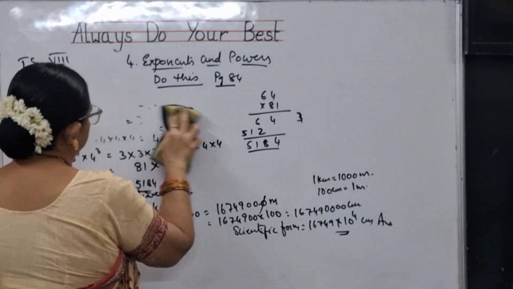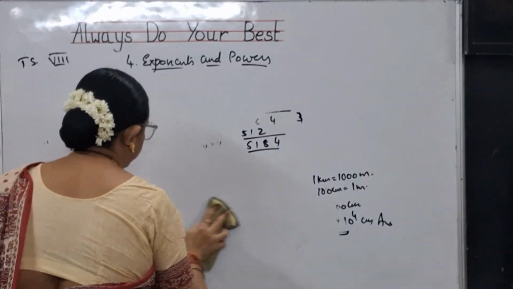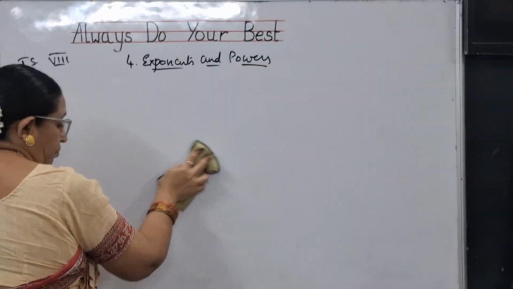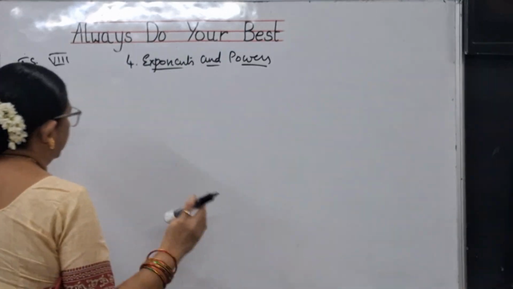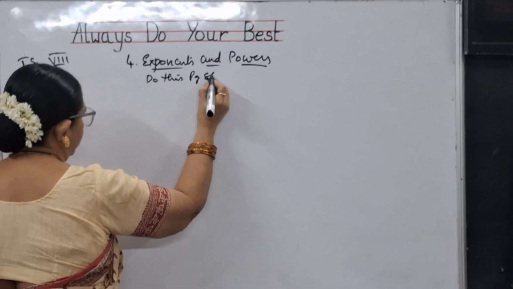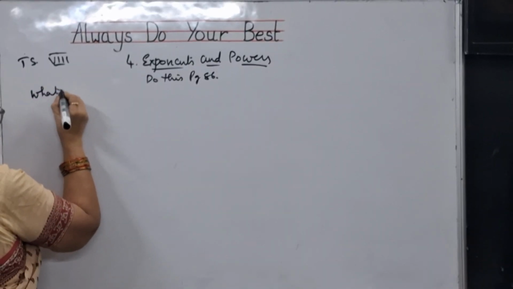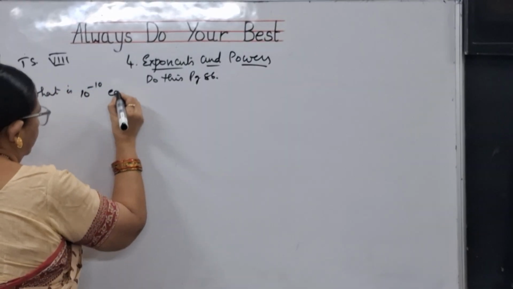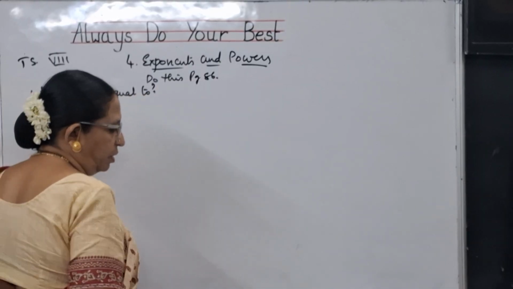Now we will see the next one. In page 86, you have another one. What is 10 to the power of minus 10 equal to? This is the question, children.